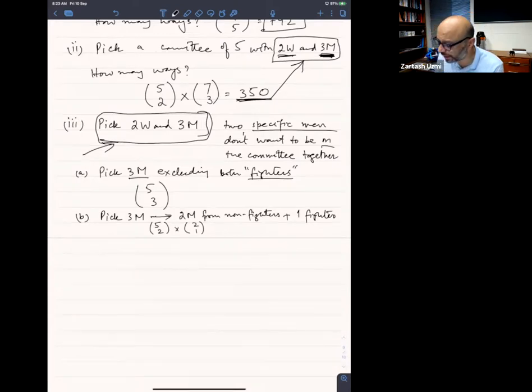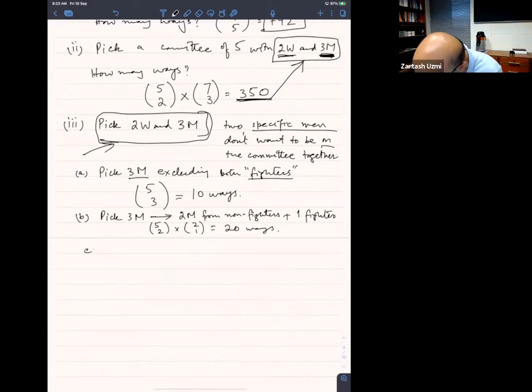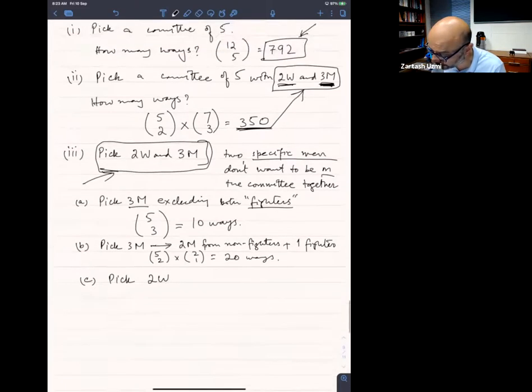Out of the 2 fighters, I will pick exactly 1 fighter. So this is going to be 10 ways, and this is going to be 2 ways. Okay. We are still not done yet. Now we have to pick the women as well. So you pick 2 women out of 5.